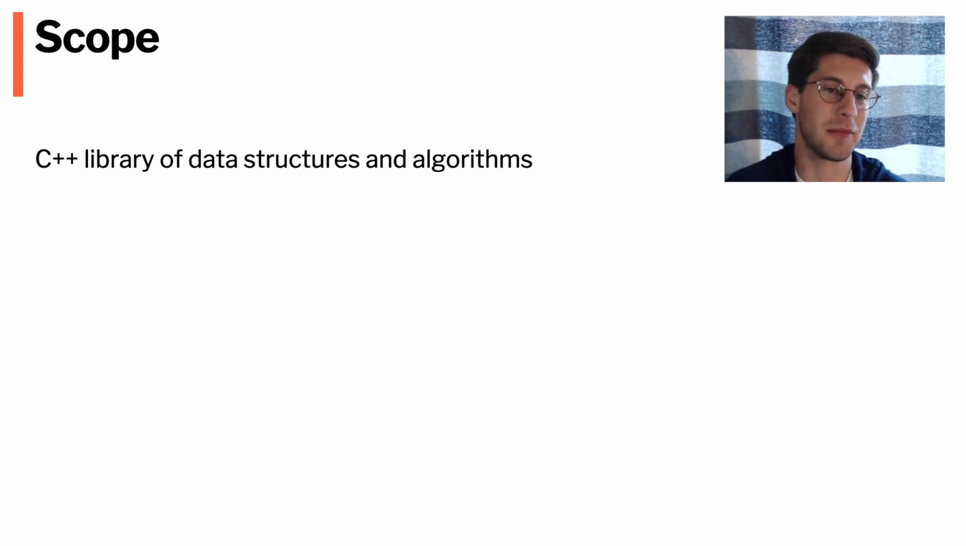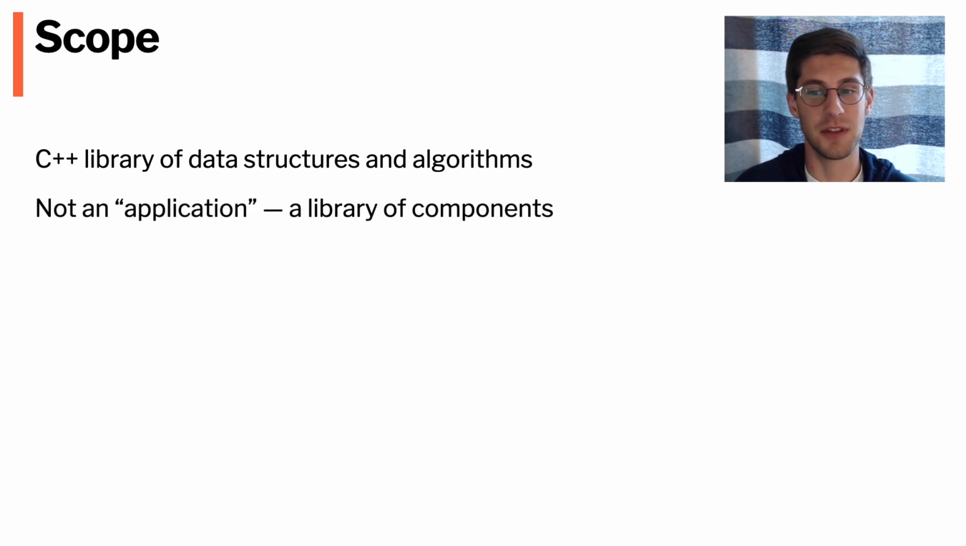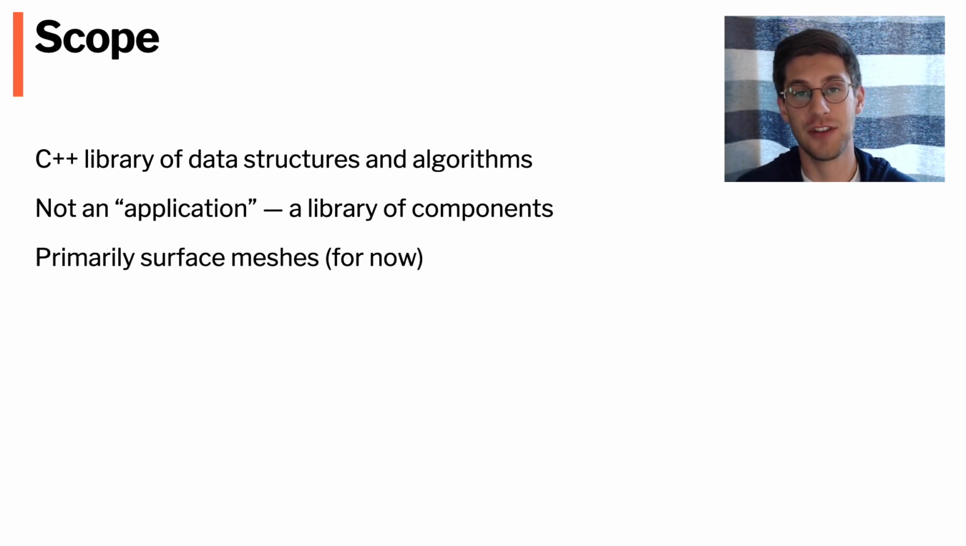So the general scope of Geometry Central is that it's a C++ library of data structures and algorithms. So this is not like a GUI program that you would open up and use your mouse to accomplish some task. It's a set of low-level tools that you would use to implement your own algorithms or applications. And right now, Geometry Central is mainly focused on surface meshes, at least for the time being, though we do have some useful utilities for other parts of geometry processing.